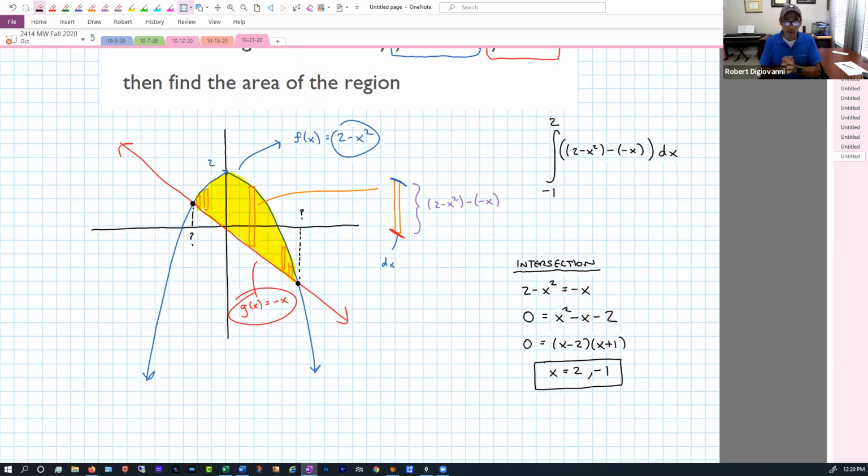Okay, now we have to do that integral. On a scale of 1 to 10, where 10 is the hardest integral that you've done and 1 is the easiest integral you've done, where do you rate this? 2. Yeah, because this is just 2 minus x squared plus x dx. Just distribute, get rid of the parentheses. That's all basic stuff, right?